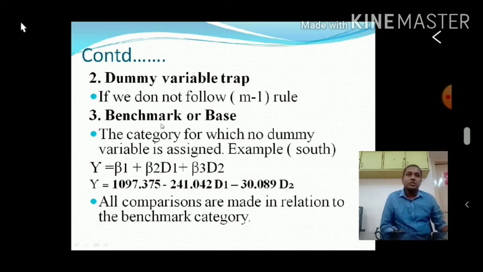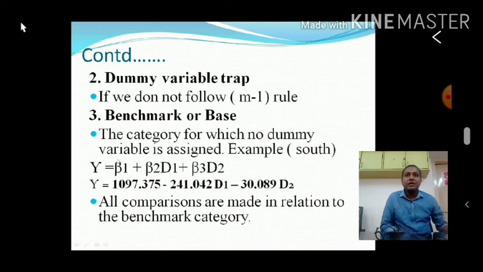Third thing is benchmark or base. This I have already said in the last class. The category for which no dummy variable is assigned is called the benchmark or base. In our example, South is the category where we have not assigned any dummy variable. So beta 1 plus beta 2 d1, d2: d1 we assigned for east, d2 we assigned for northwest, and we have not assigned any dummy variable for south. So the category for which no dummy variable is assigned is south.